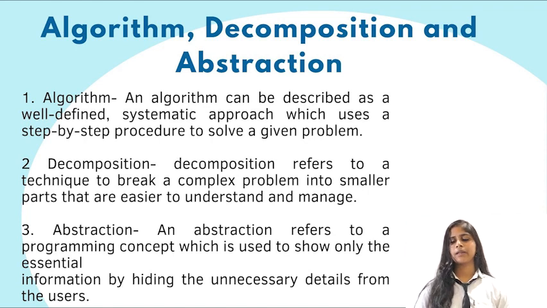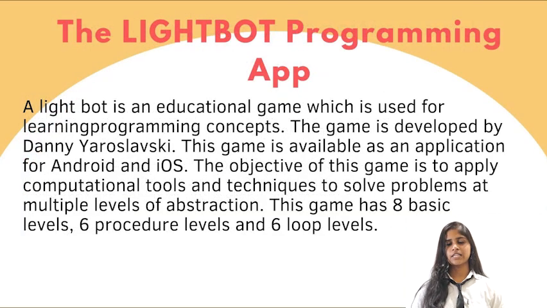An algorithm can be described as a well-defined systematic approach which uses a step-by-step procedure to solve a given problem. Second, decomposition. Decomposition refers to a technique to break a complex problem into smaller parts that are easier to understand and manage. Third, we have abstraction. Abstraction refers to a programming concept which is used to show only the essential information by hiding the unnecessary details from the users.